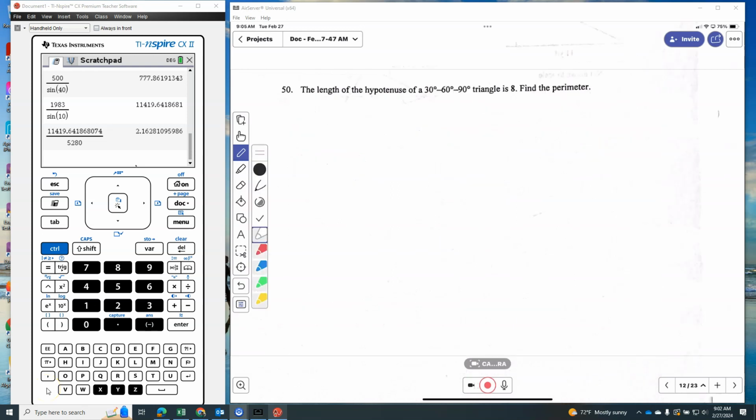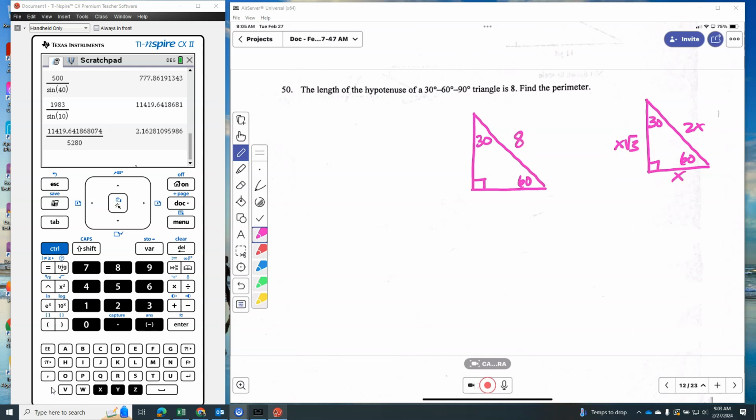Number 50, the length of the hypotenuse in the 30, 60, 90 is 8. I'm going to draw a 30, 60, 90, and this is what you have in your foldable. This is 2x, this is x, this is x square root of 3. The length of the hypotenuse is 8.